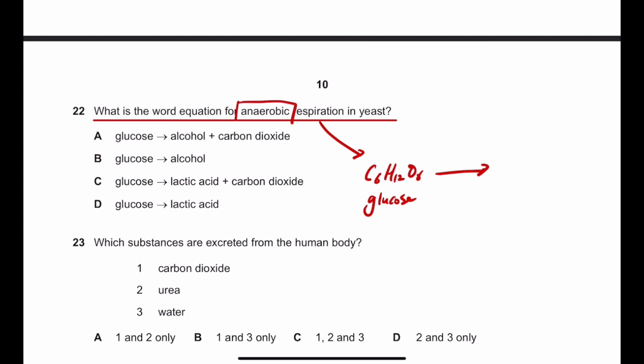So the glucose gets converted to ethanol, which is C2H5OH, and also CO2. However, we have to balance the whole equation. So if we just put 2 in front of ethanol and CO2, then it's all balanced. So this is the anaerobic respiration that occurs in yeast.